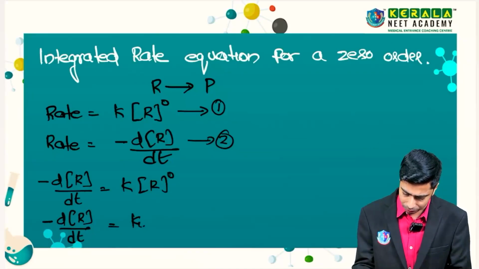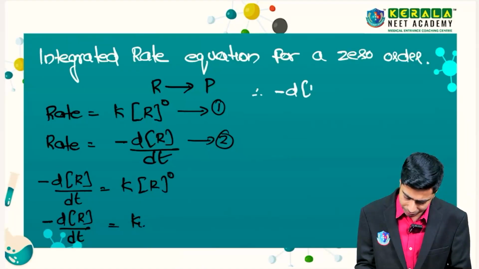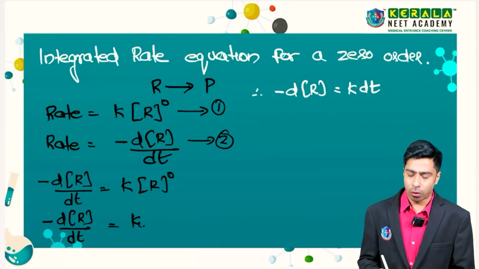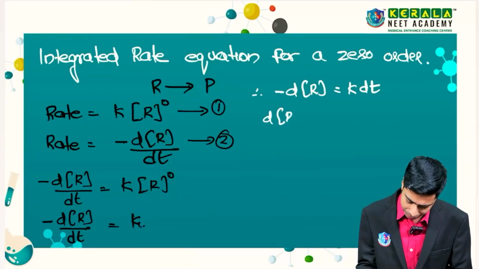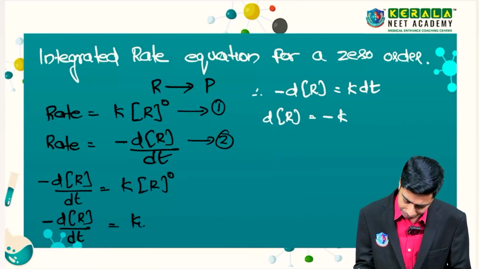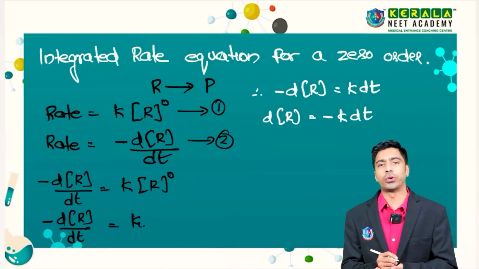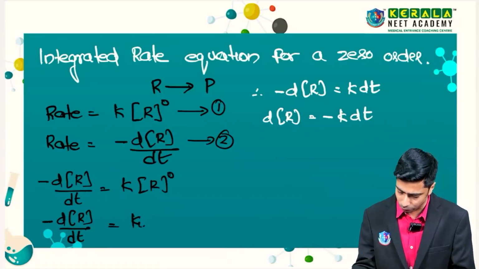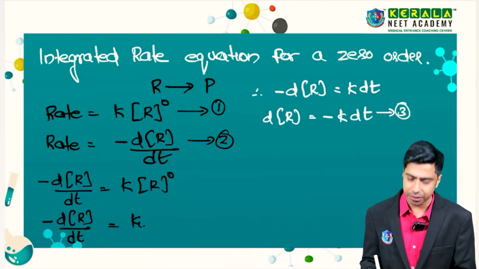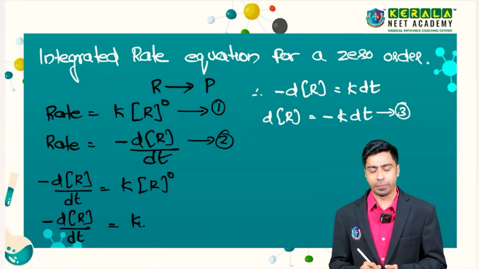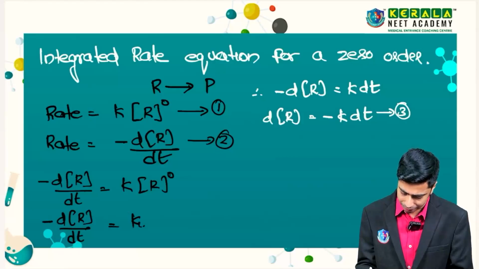Therefore minus dR is equal to K into dt, or dR is equal to minus K into dt. Is it clear? So we got the equation dR is equal to minus K into dt. Let me call this equation 3. Next step, let us integrate equation 3.